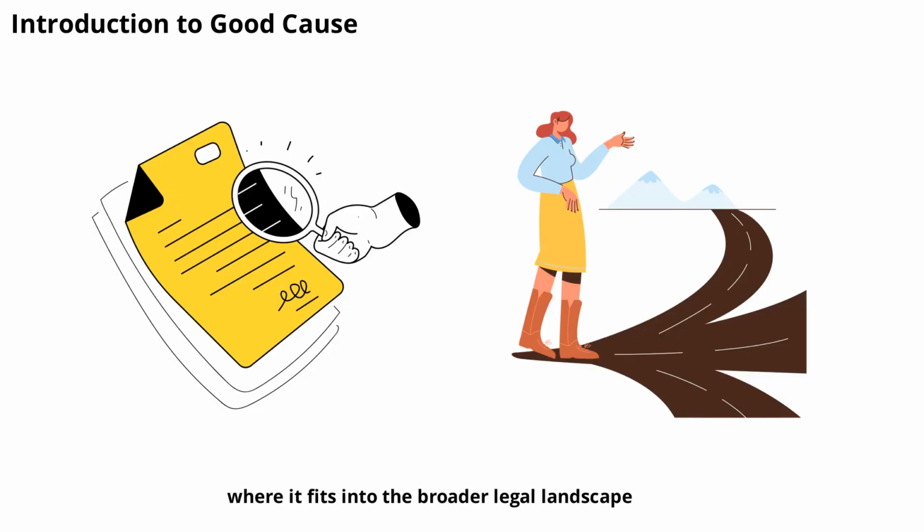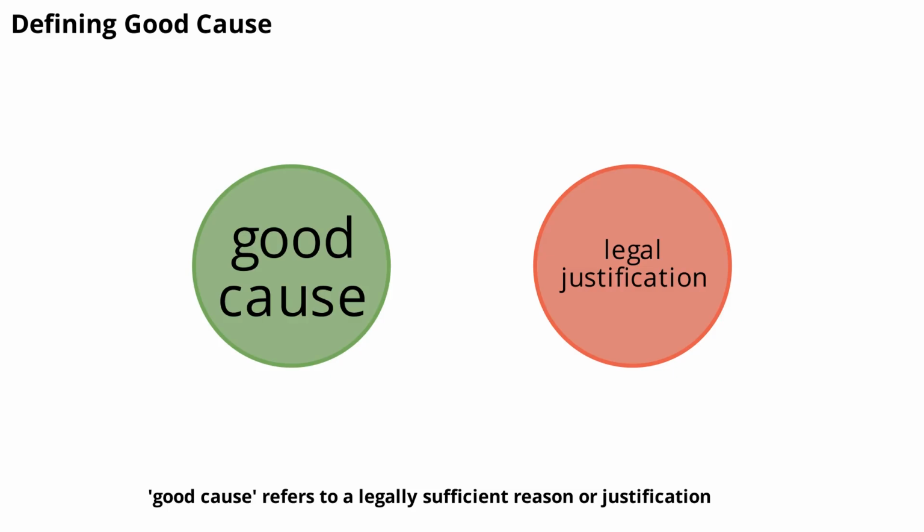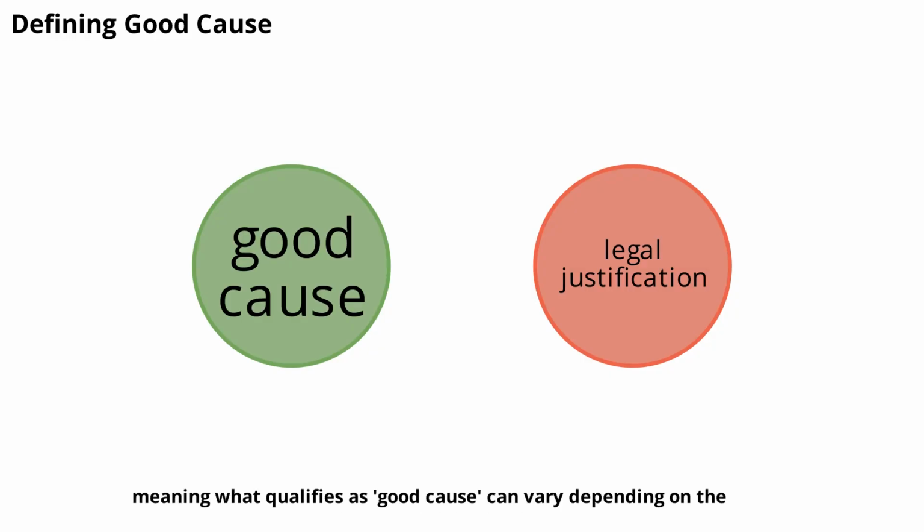Let's start by defining the term and seeing where it fits into the broader legal landscape. At its core, good cause refers to a legally sufficient reason or justification for taking a particular action or making a certain decision. It's a flexible standard, meaning what qualifies as good cause can vary depending on the context and the specific rules of the state or agency involved.